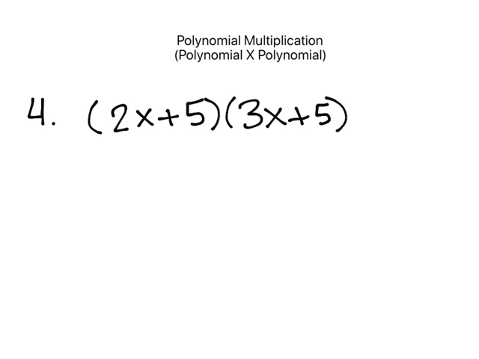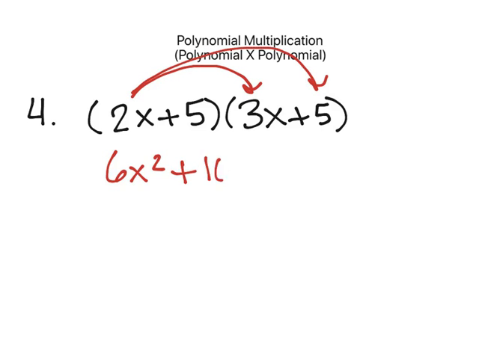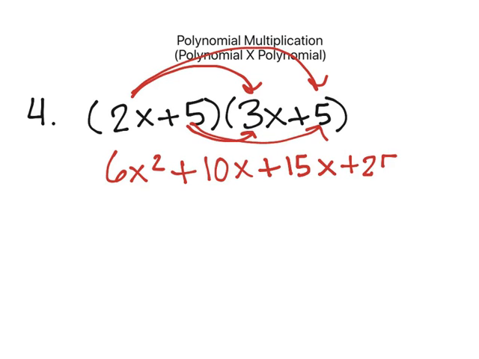Okay, this special case is a binomial times a binomial, so we usually think of the FOIL method, but all that is just distribution. So 2x times 3x is 6x squared. Distribute that 2x times 5 is positive 10x. Distribute that 5. 5 times 3x is positive 15x. And 5 times 5 is 25.